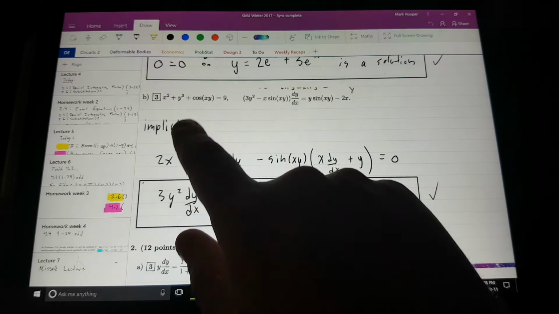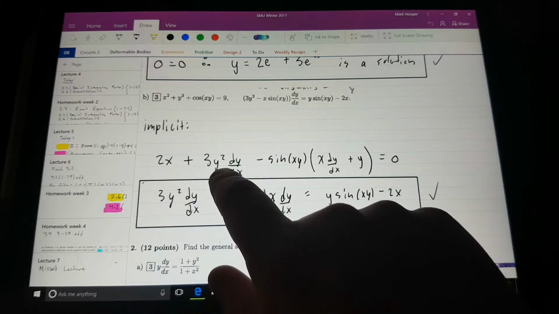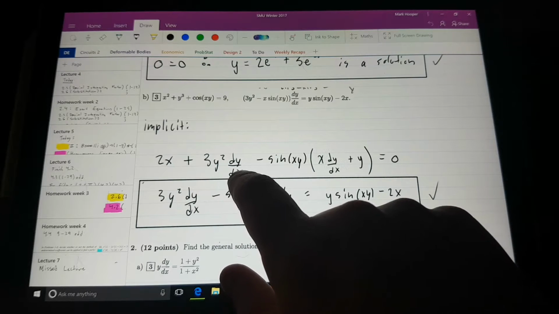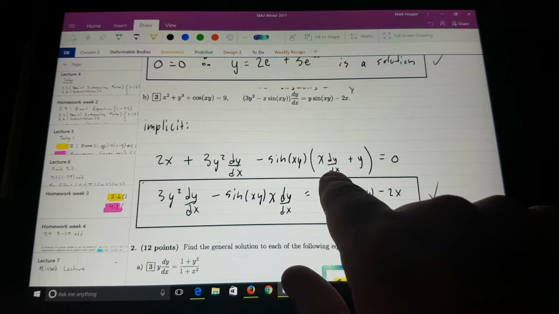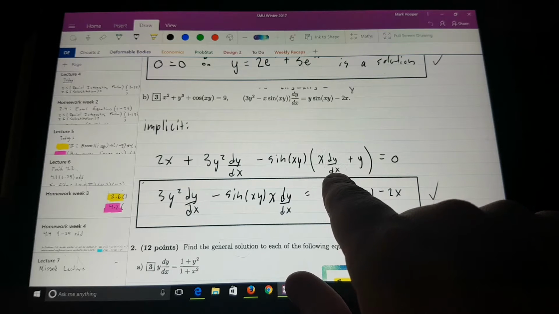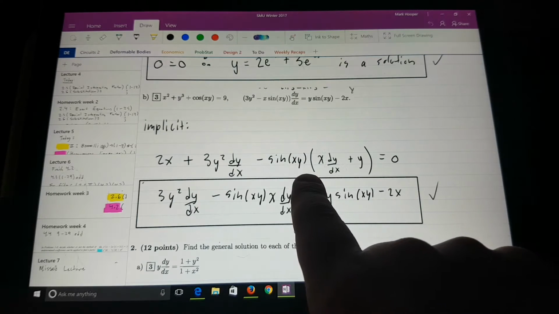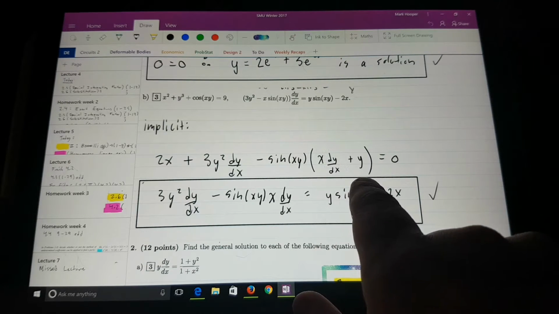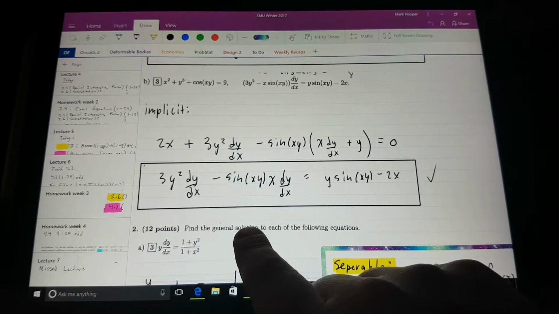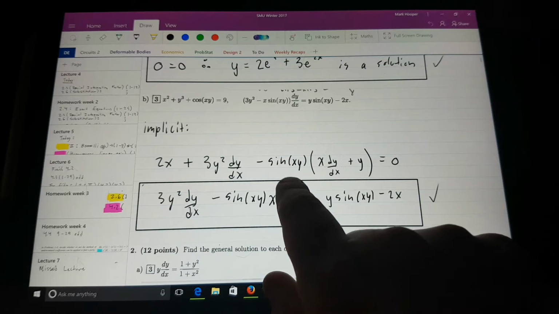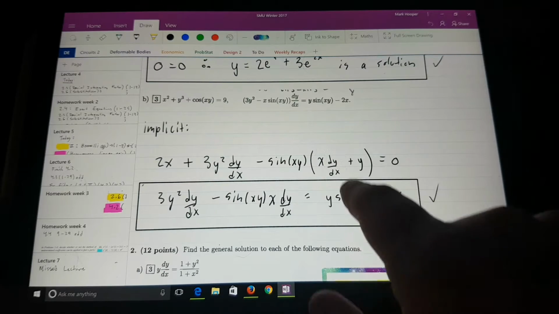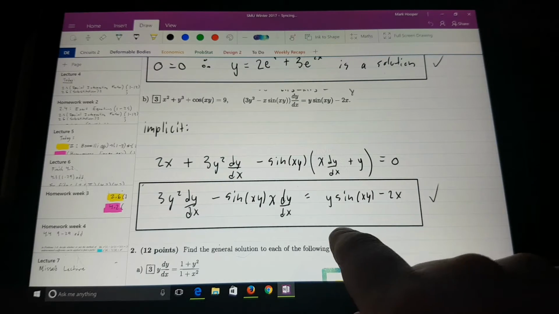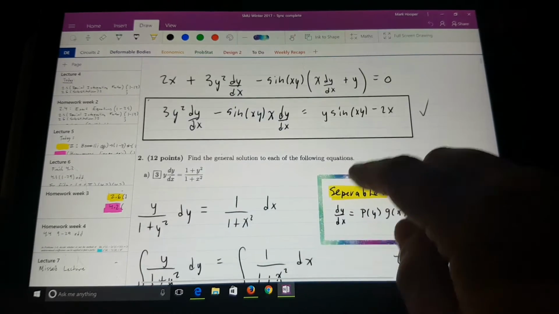So we've got 2x, because that's the derivative of x squared, plus 3y squared dy/dx, minus sine xy times the stuff inside, which is x dy/dx, because we took that with respect to y, plus y equals 0. And then what we're going to do is we're going to see this equals that. We can rearrange this all and get the same thing we had here, so that works.